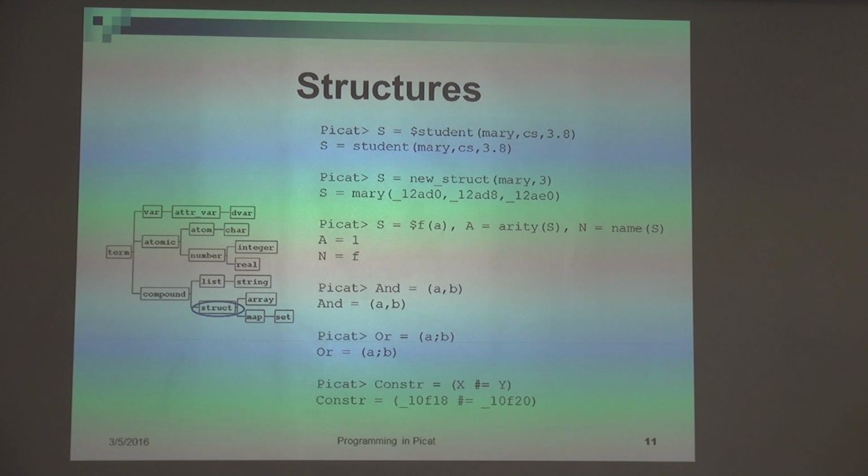So actually, another name for Picat is Copycat. And you can create a structure by giving it a name and the number of arguments. So again, you can create special structures. For special structures, you don't need to precede them with the $ symbol because they can never be function calls.